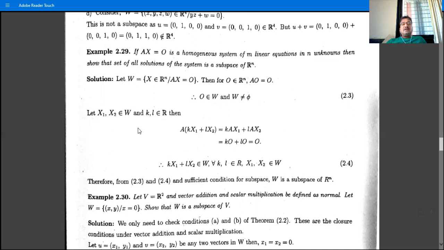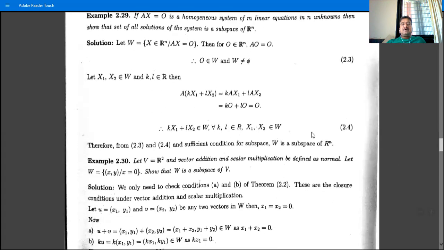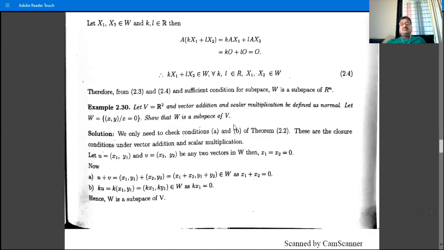And next, take k as any scalar and x1 as an element of W, and then consider A(kx1), which is kAx1, and that is k times 0, which is equal to 0, and therefore kx1 belongs to W. So by using those two conditions, we show that this W is a subspace of R^n. So the separate two conditions, this is the single condition, kx1 plus lx2.